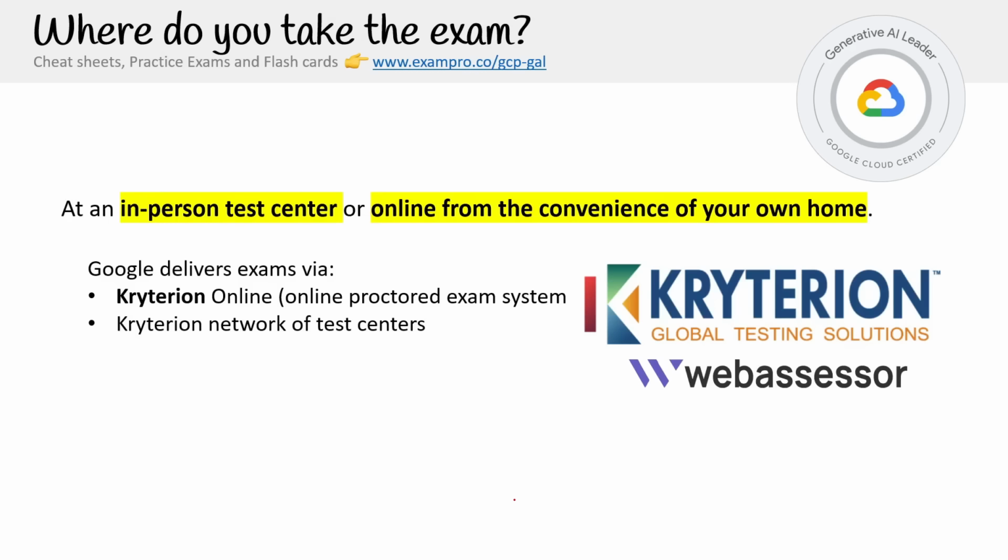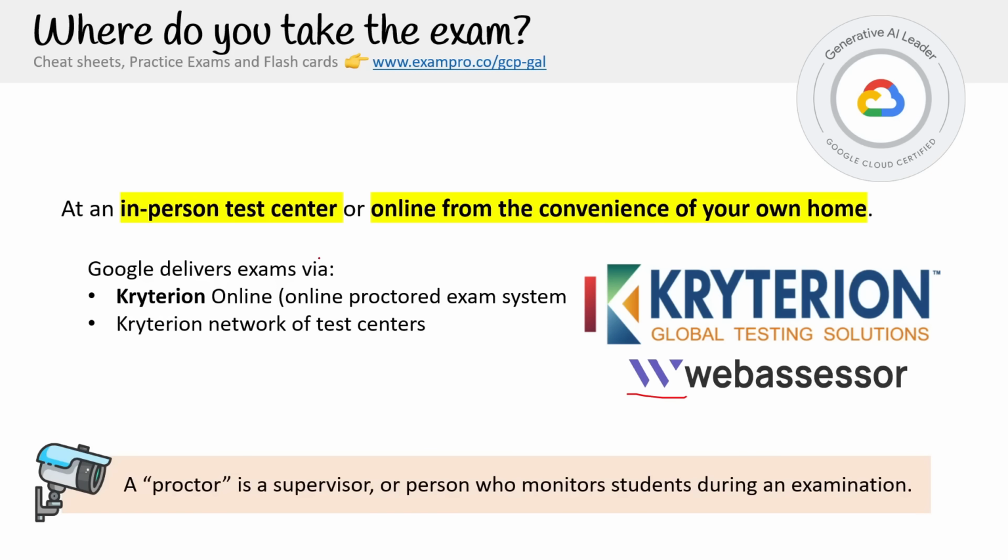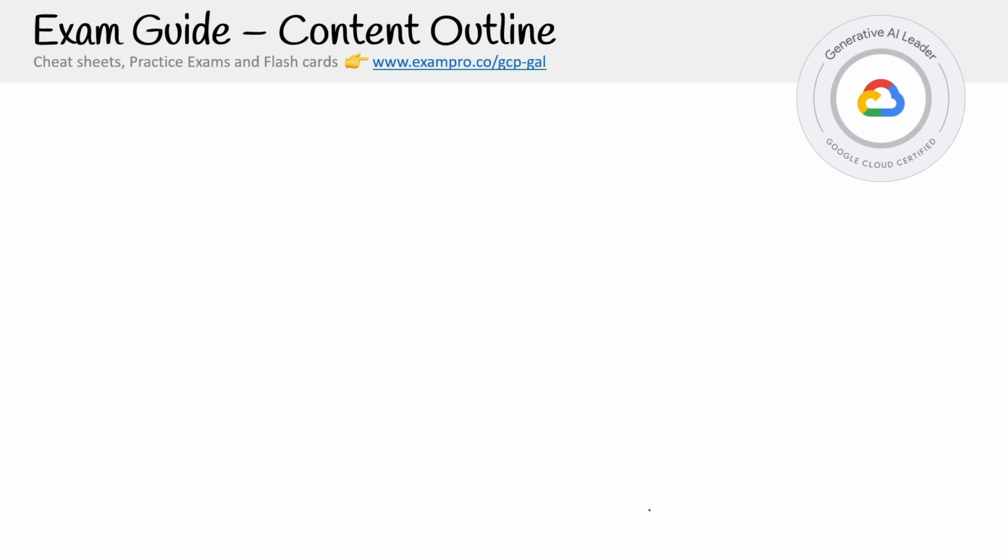You can take this via Criterion through Web Accessor. That is the platform that Criterion uses for their online test centers. If you can do it in person, I strongly recommend doing so. They do use AI proctors these days. So a proctor is a supervisor, a person who monitors the student during the examination, but they are leveraging AI to monitor you. So just be aware of that. It's becoming common now. They've probably been doing it for longer. At least Criterion tells us, other providers don't, but they definitely are using AI.